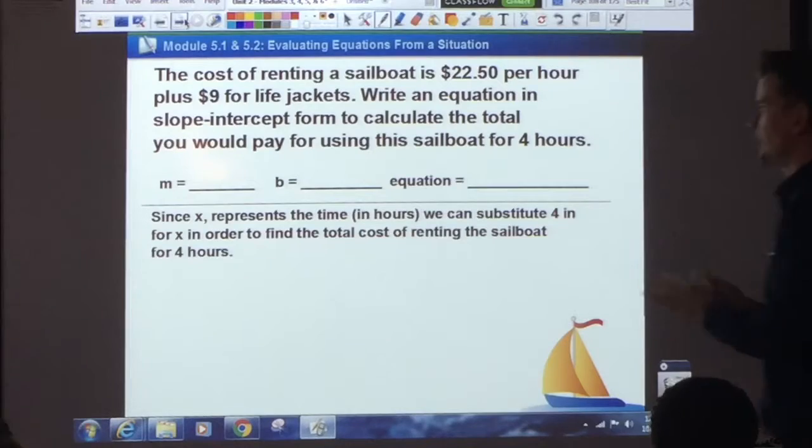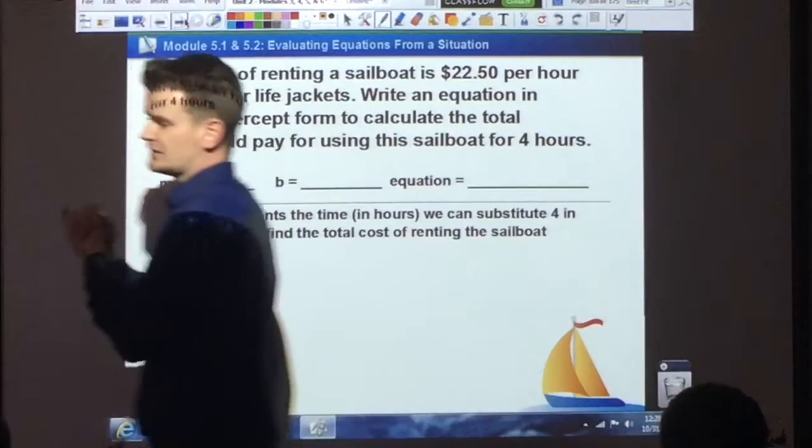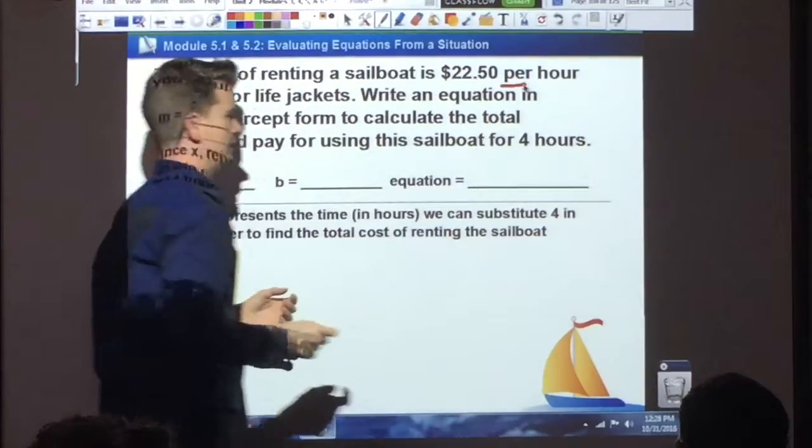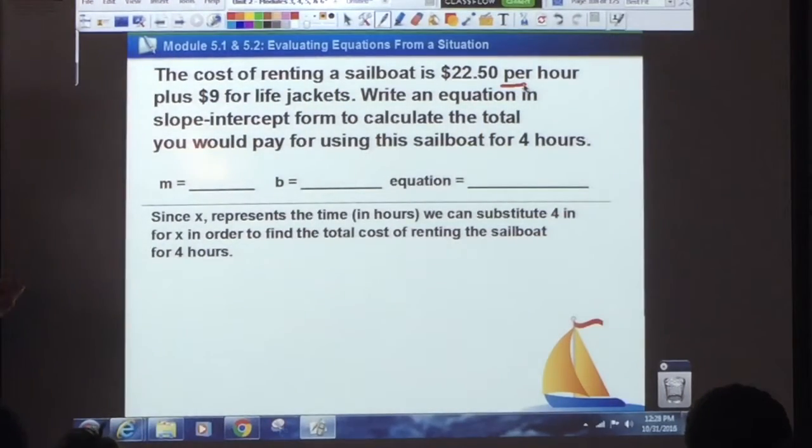The cost of renting a sailboat is $22.50 per hour. Per is a keyword that could mean something, we'll come back to it. Plus $9 for life jackets. Assume that it's just you. $9 for life jackets. Don't let the S throw you off. Write an equation in slope-intercept form to calculate the total you would pay for using the sailboat for 4 hours.